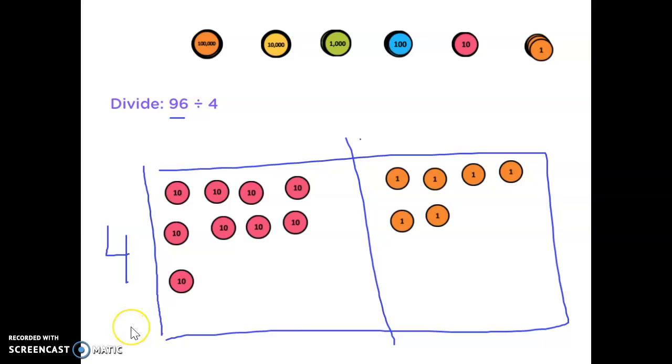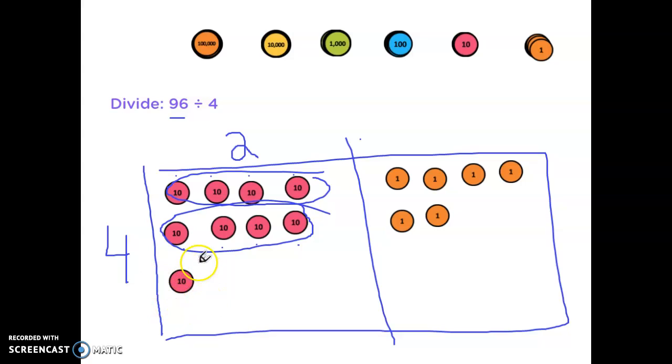Now when we divide, we're creating equal groups. We're splitting up this 96 into equal groups of 4. So I'm going to go to my tens first, and I'm going to see how many equal groups of 4 I can make. 1, 2, 3, 4. There's 1 group. 1, 2, 3, 4. There's 2 equal groups. So at the top here, I know I could make 2 equal groups of my tens.